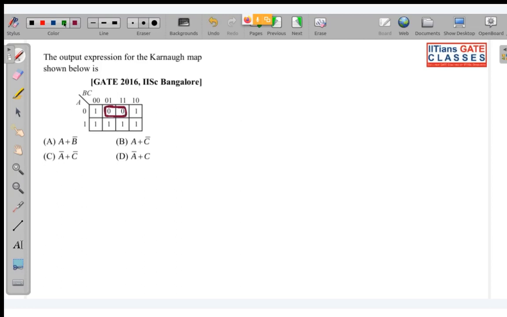If I take SOP, then what will be your group? One of the groups will be like this. This is a group of 4. Another will be like this, a group of 4. So any way you solve, for this group of 0, if I write POS, A is common, so A complement, and out of B and C, what is common? C equal to 1 is common, so A plus C complement.